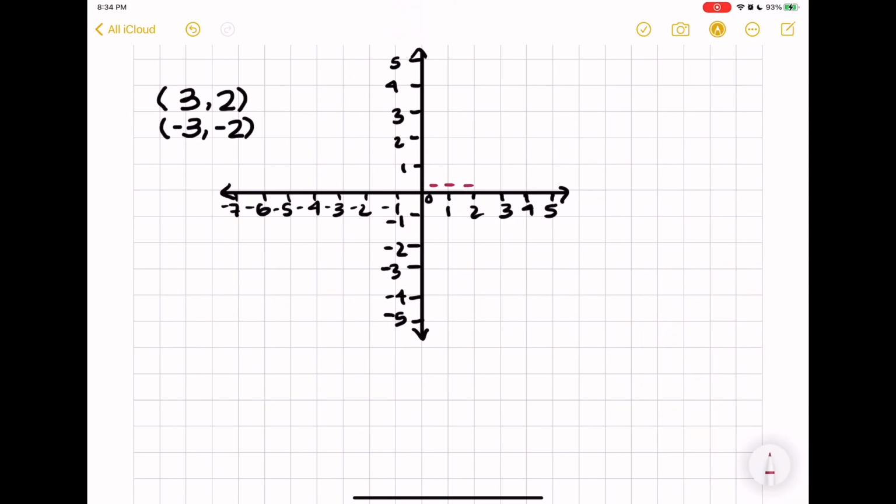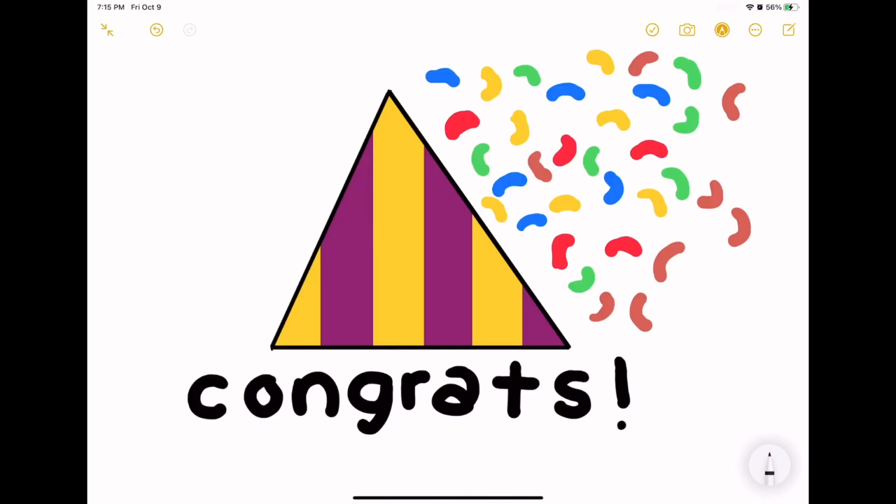Did you do it? Let's check if you got the correct answers. First we're going to move to 3, and then we're going to travel up to 2. Because first is the x-coordinate, and then second is the y-coordinate. So we'll move first to the x side, and then to the y. And then we'll do the same, except this time it's negative. So we'll go to -3 and -2. So these are the 2 points you should have graphed.